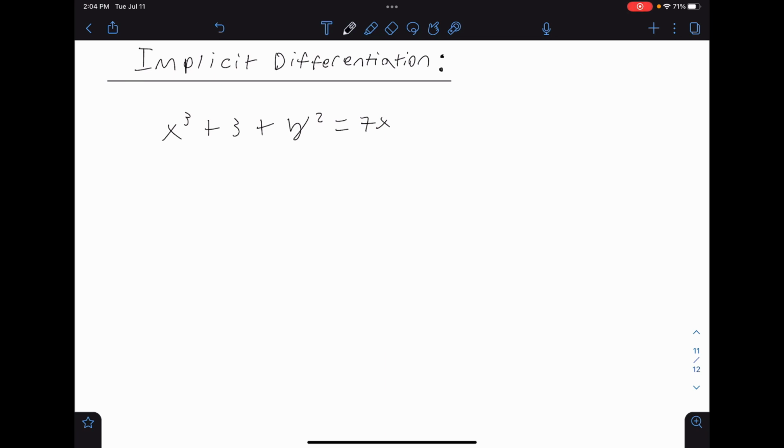We're going to differentiate the right side of the equation, and we're also going to differentiate the left side of the equation. Let's start with our first term, x cubed. The derivative of x cubed is 3x squared from the power rule, right? We bring down the power, then subtract the power by 1. Our next term is 3, and 3 is a constant, so the derivative of a constant is 0. And our next term is y squared.